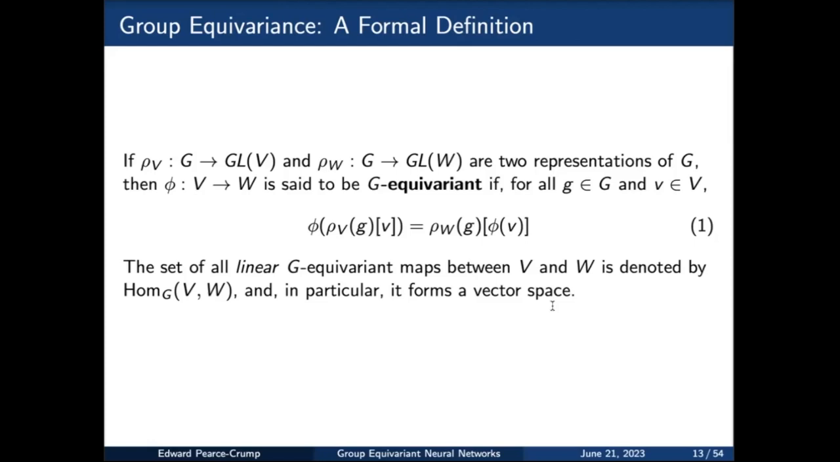And again, for our purposes, we're going to be focused on the set of all linear G-equivariant maps between V and W. And we'll use this notation here that you may have seen before, this Hom_G notation. So if I'm talking about Hom_G, I really mean the set of all linear G-equivariant maps between two representations of a group. And in particular, it's a vector space. Okay.